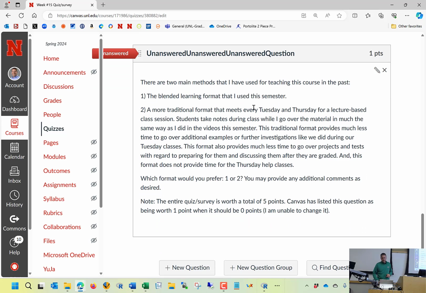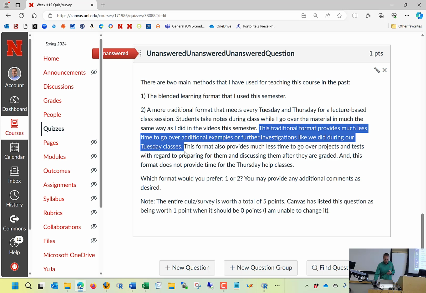Then lastly, there are two main methods that I've used for teaching this course in the past. One is what you saw here today. I've used this now the last 2 times I taught this course. All the previous times that I've taught this course, I taught it in a more traditional manner, where we met in the classroom 37.5 hours during the semester. We would go over the material, somewhat similar to what you saw in the videos, where I would just have the notes up, and we would discuss the corresponding notes during class.